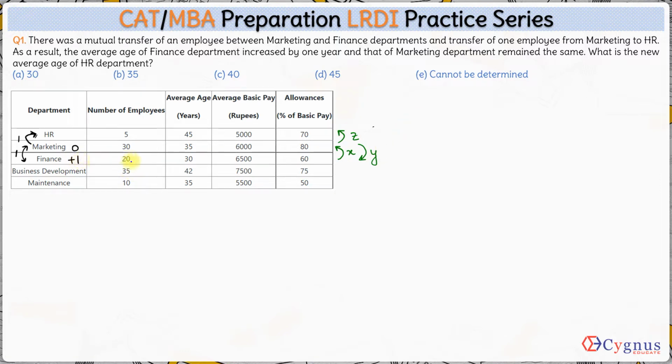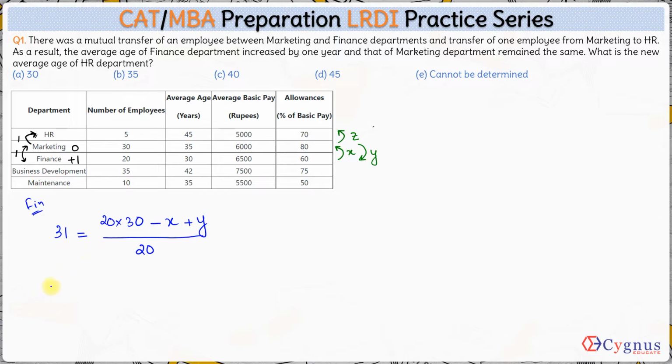Now for finance department there are 20 employees whose average age is 30. So the sum of their ages is 20 into 30. This is the initial sum. Now a person whose age is X years leaves the group and a person whose age is Y years joins the group. This is the new sum of the ages for finance department, and the number of people will remain 20 because one person left and the other joined. This gives us the new average age, which will be 1 more than the earlier average. So the new average is 31.